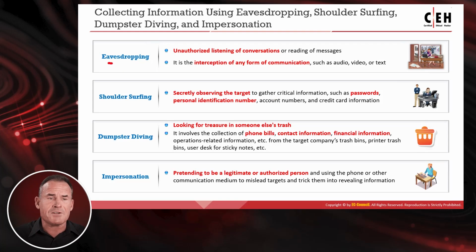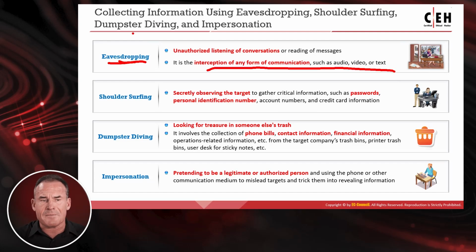Eavesdropping, the conventional eavesdropping, is listening in on somebody else's conversation. So you're leaning in with your ear, you're listening to what somebody's saying. It doesn't have to be with your two ears. It can be done with eavesdropping equipment, packet protocol analyzers, remote shotgun microphones, remote listening equipment. So any interception of any form of communication, audio, video, or text, we're going to classify as eavesdropping. Shoulder surfing. Look over somebody's shoulder while they type in a password or they view something sensitive.